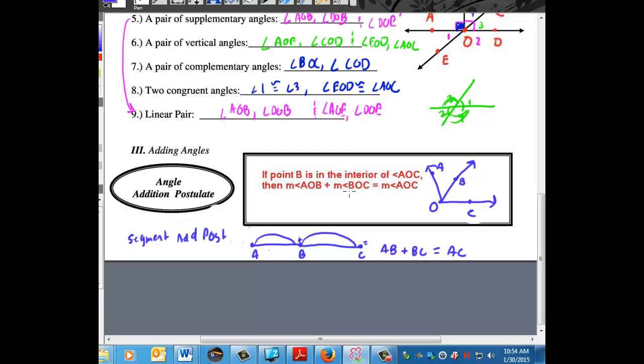And so what we're saying in the rule is that if point B is in the interior of angle AOC, then the measure of angle AOB plus the measure of angle BOC is equal to the measure of angle AOC. So the same thing that we did down here on our segment, we're going to do on our angle. We're just saying that angle 1 plus angle 2 is going to equal the entire angle.